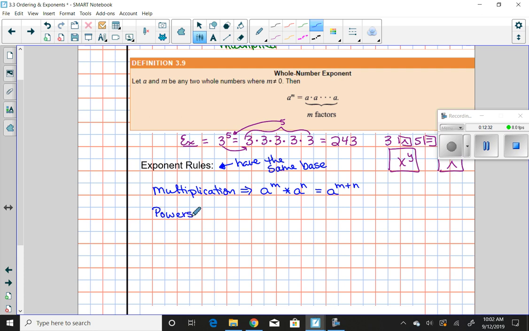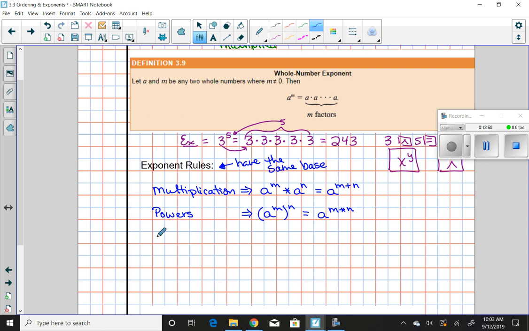Then you also have powers. If you have a power to a power, you have a to the m power to the n power. When you have that, you actually are going to have a to the m times n power. Okay, you're going to multiply those two.